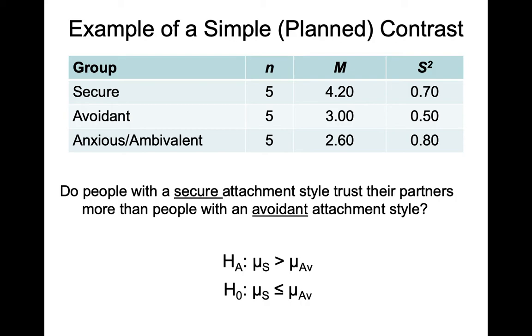All right, so let's just say we wanted to do this simple contrast ahead of time, before the researcher even collected their data. They had the hypothesis, or they wanted to answer the question, do people with a secure attachment style trust their partners more than people with an avoidant attachment style? That is comparing secure to avoidant. And let's just say the researcher had the prediction that securely attached people report more trust in their relationship than avoidant. Okay, so the mean for secure is greater than the mean for avoidant, and then the null hypothesis is that that mean would be less than or equal to the mean from avoidant.